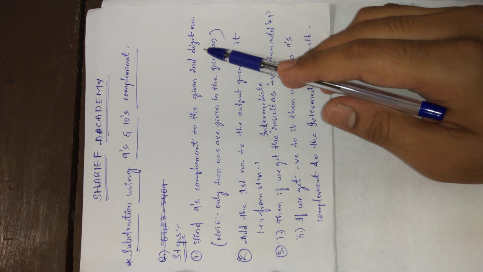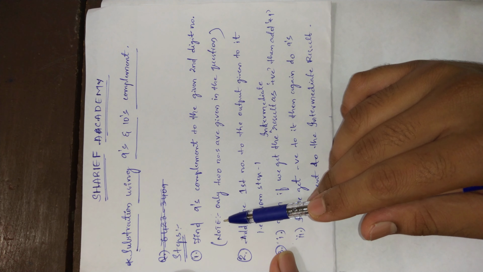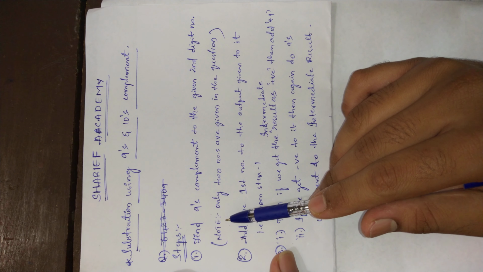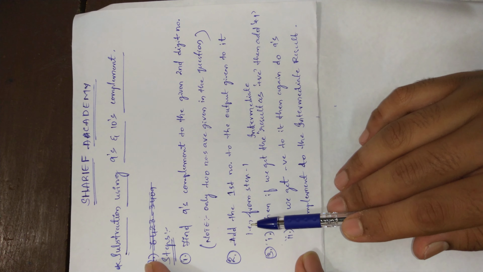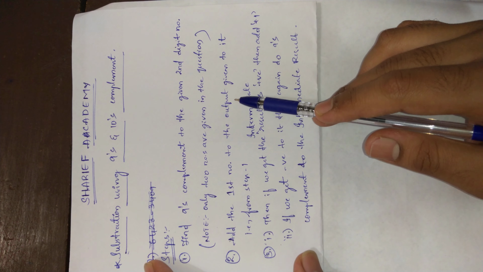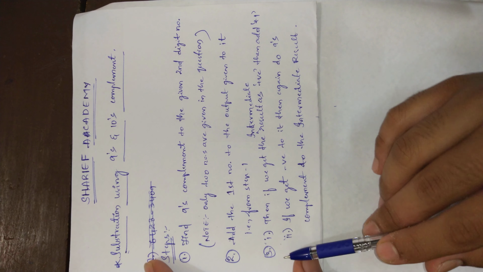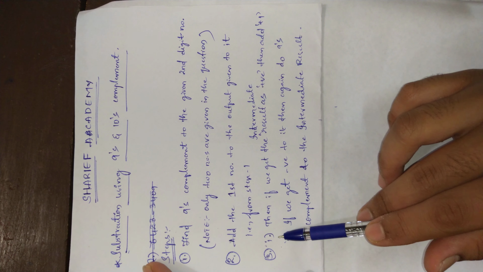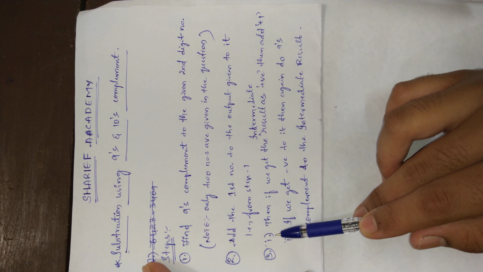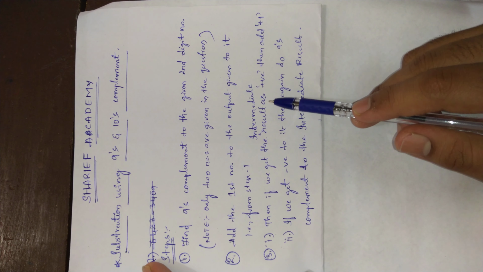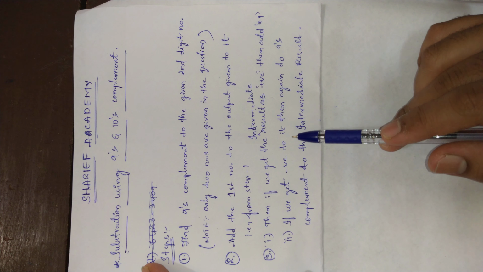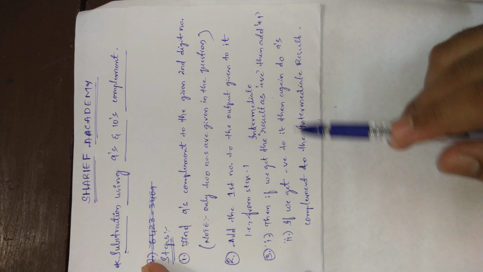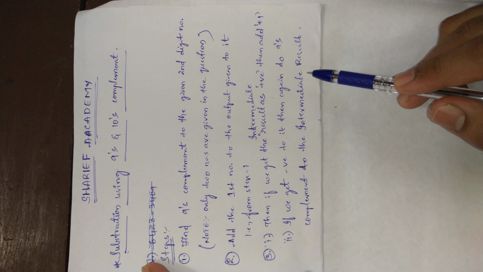Step one: find the 9's complement of the given 2-digit number. Note that the question here is of only two numbers, not of 3 numbers or 4 numbers. The second point is to add the first number to the output from step 1. The third step is: if we get the intermediate result as positive, then add +1. If we get negative, then again do 9's complement to the intermediate result, and we get the same answer for 9's and 10's complement.